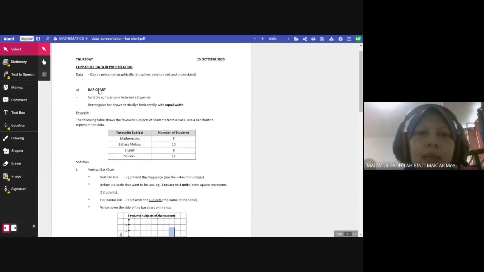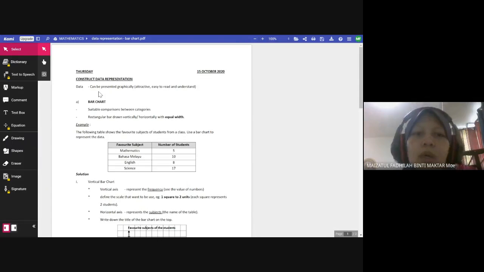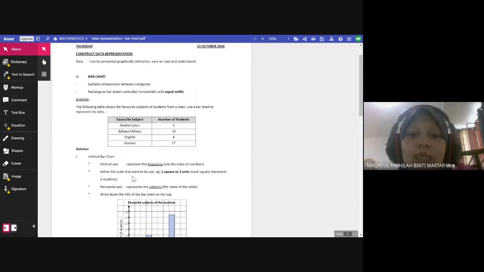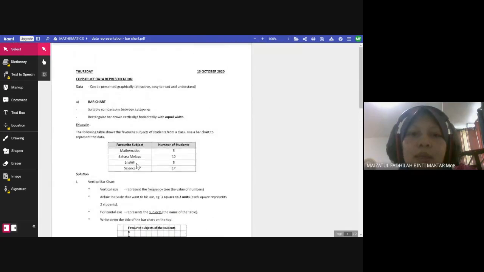You must know we can represent data in many types. Why must we show data graphically? It is very attractive, and other people can read and understand it easily. They can see the statistics from the data that you present graphically.